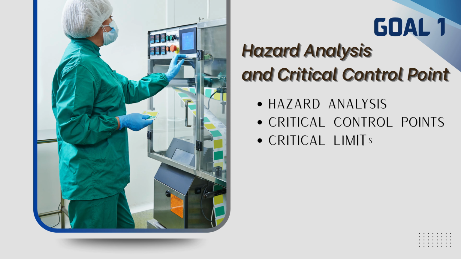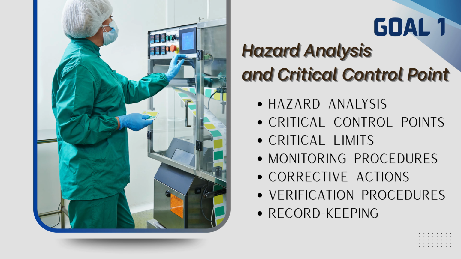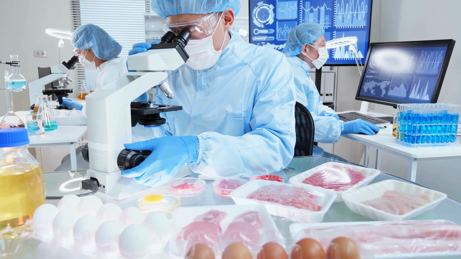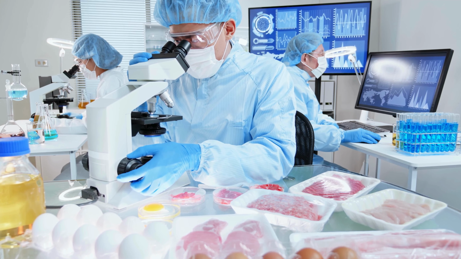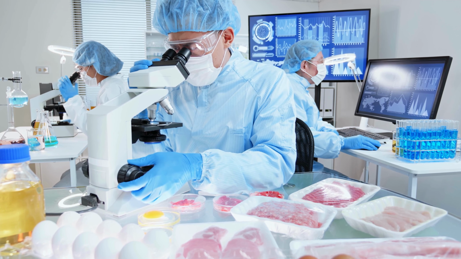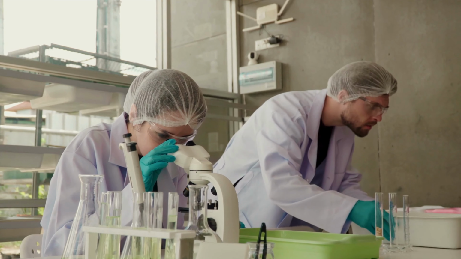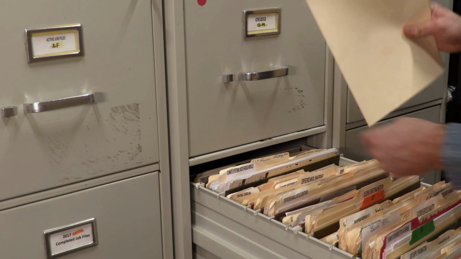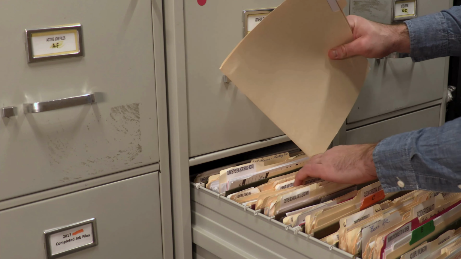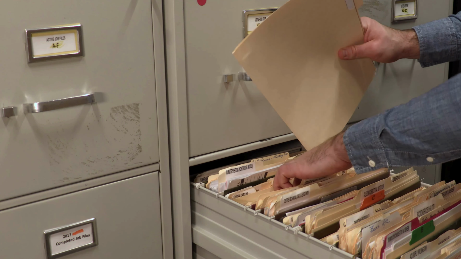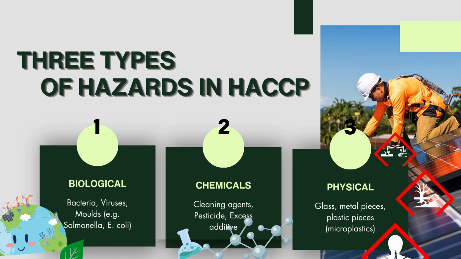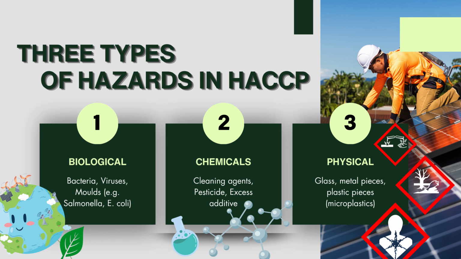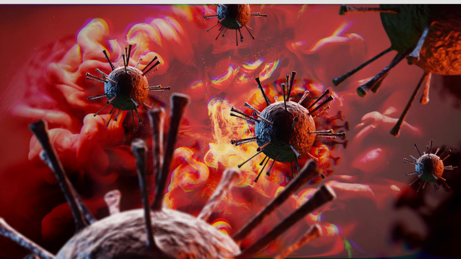Hazard Analysis and Critical Control Point, or HACCP, is a systematic preventive approach to food safety. The 7 principles include hazard analysis, identifying critical control points, setting critical limits, monitoring procedures, corrective actions, verification procedures, and record keeping. Before we identify our critical control points, we must understand the 3 types of hazards in food production.